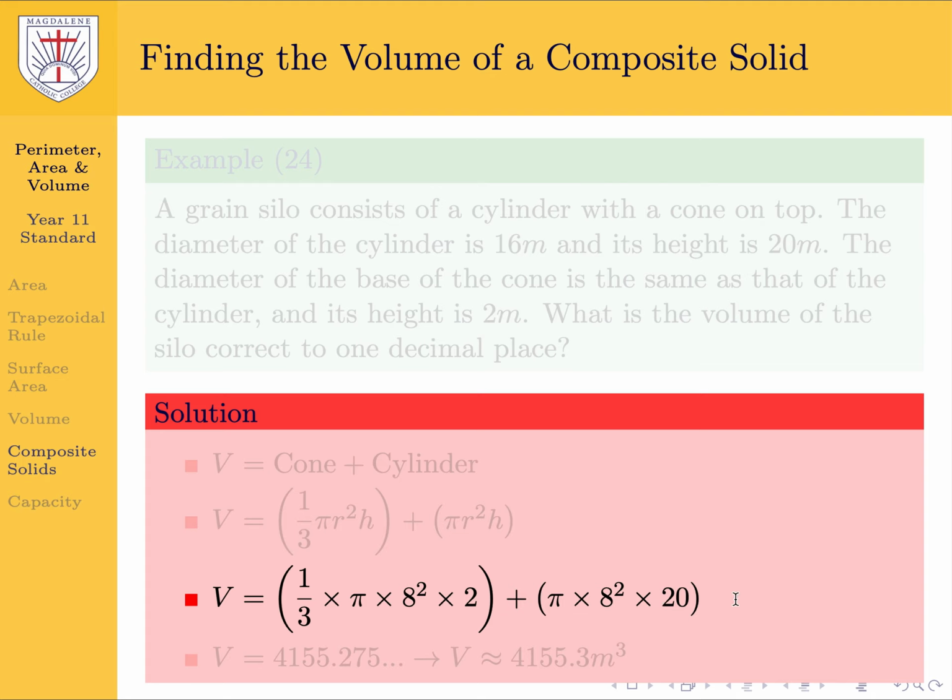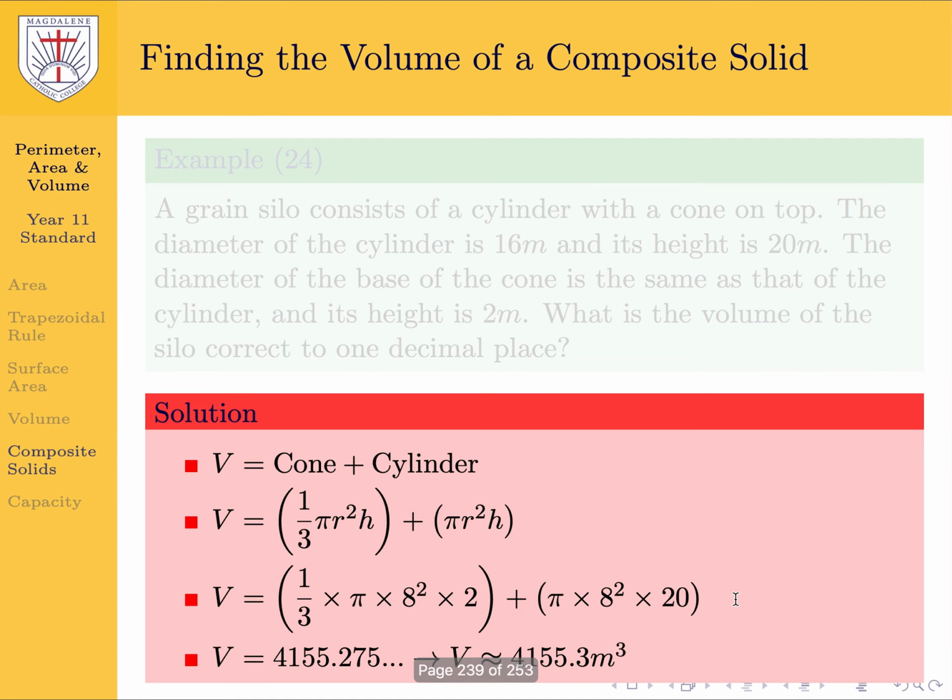When we type that into the calculator, we get 4,155.275 going on, which to one decimal place is 4,155.3 cubic meters. And that brings us to the end of finding volume of a composite solid. In our next lesson, we're going to be finishing off the topic with capacity.